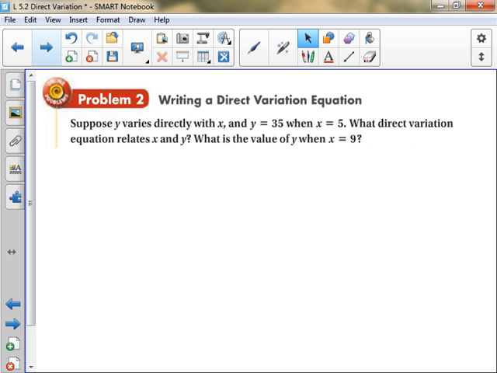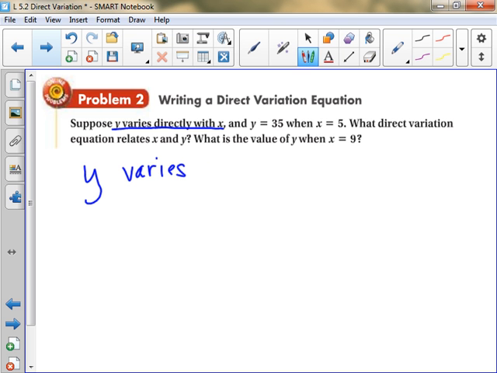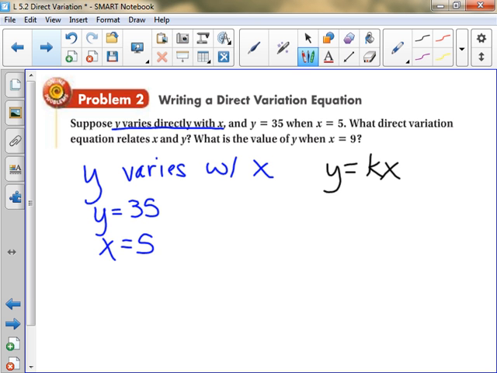In the second problem, the question is first saying, suppose that y varies directly with x. So on your paper you write y varies with x. That just says you're going to have a direct variation equation. This part will be true. Next thing you should write is that y equals 35 and x equals 5. What is the direct variation equation that relates x and y?